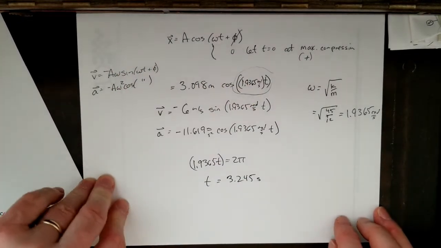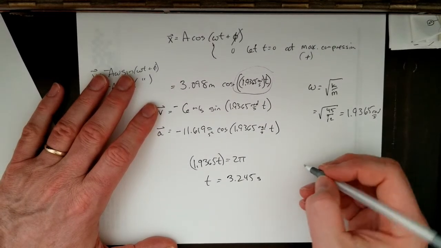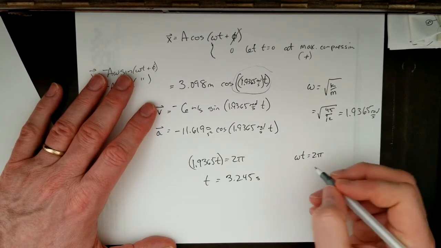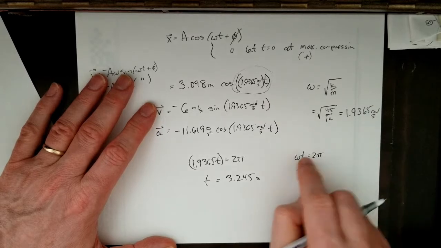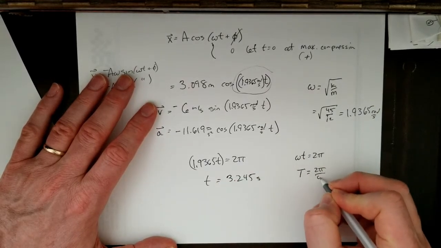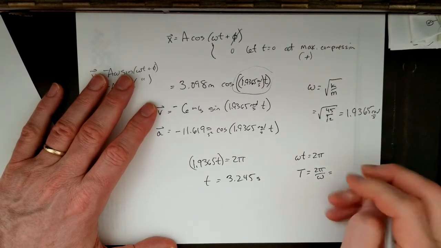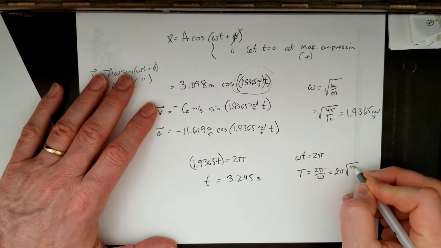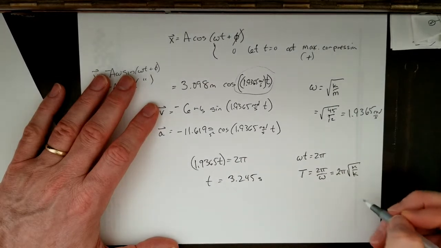We can do it slightly more generically and actually derive a formula for it. I know that when omega t is equal to 2 pi, and so the period, the time it takes for a repetitive motion to happen once, is going to be 2 pi over omega. And so that is a formula there. If I use that value for omega, this becomes 2 pi times the square root of m over k. So we have a formula now for period.